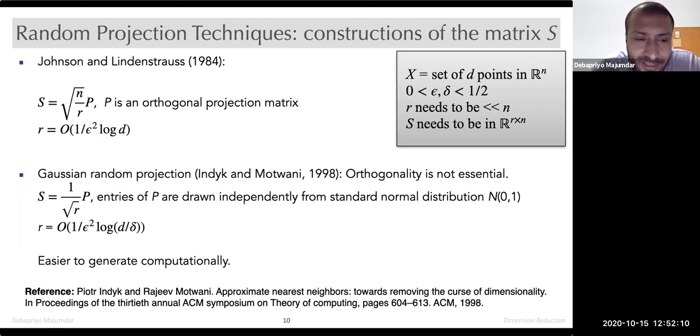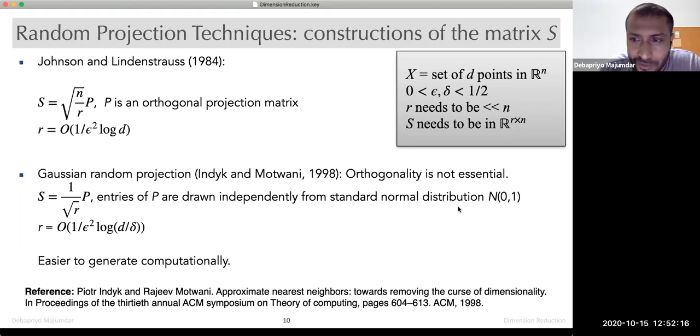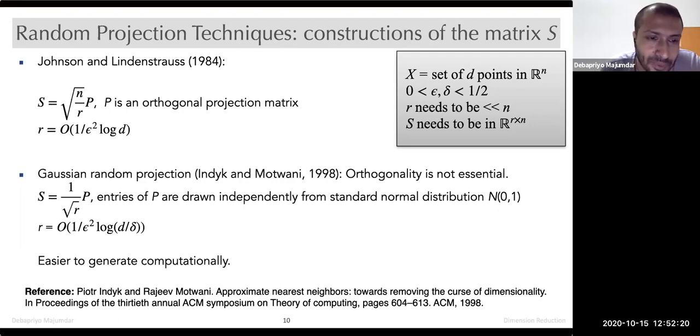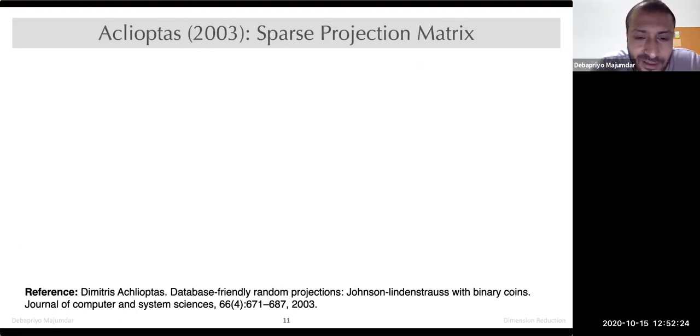Orthogonal matrices, except the identity, are not really sparse. And here also you are drawing random numbers from the normal distribution. They are also real numbers, not really 1-0 numbers, right? So this is also a dense matrix. Now, can we get a sparse matrix?